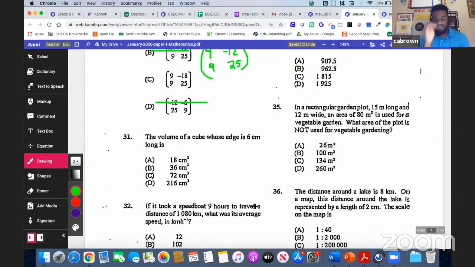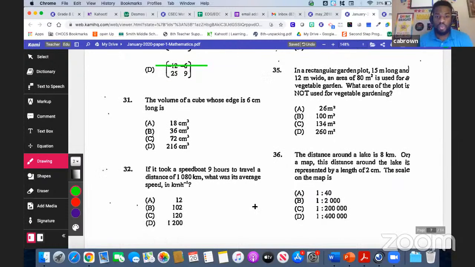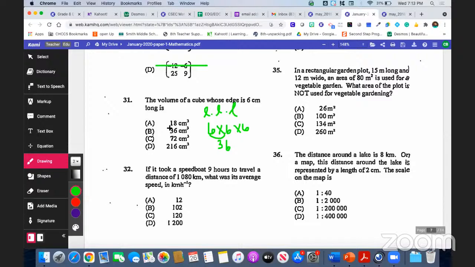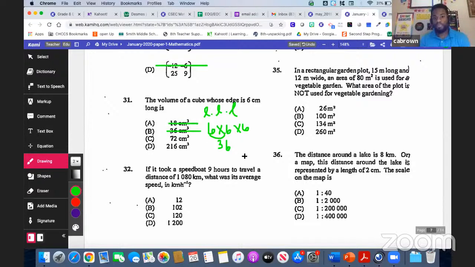All right. 31. The volume of a cube whose edge is 6 centimeters long. Remember, volume of a cube is a 3 dimensional object. So L times L times L. So we're doing 6 times 6 times 6. 6 times 6 already is 36. So this and this can go. 36 times 6. 6 times 6 is 36 again. So our answer here is D. 36 times 6 is 216.